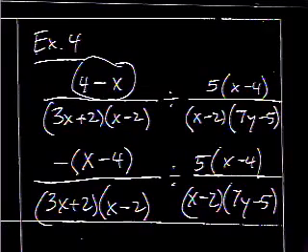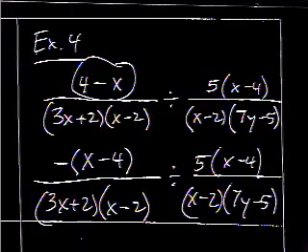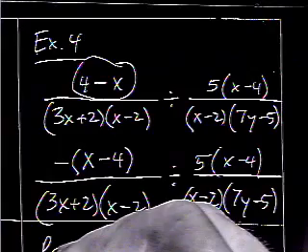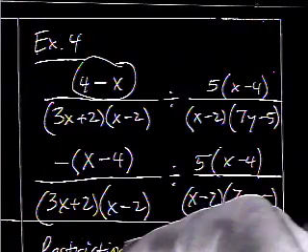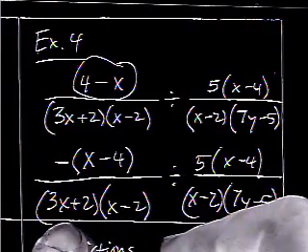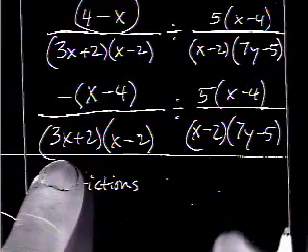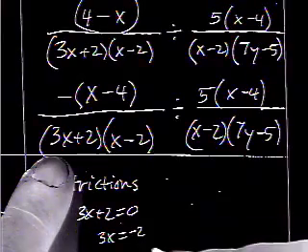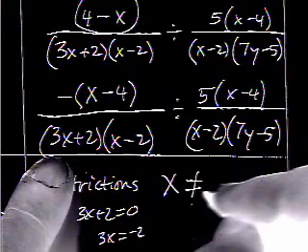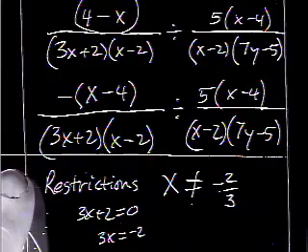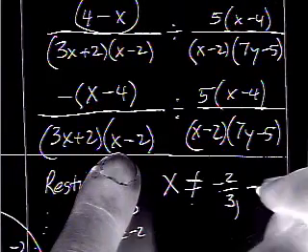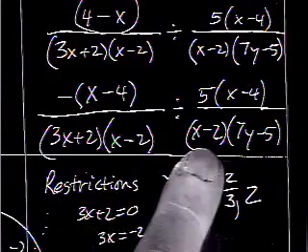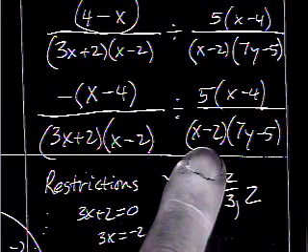Okay? Now, once you've gotten everything factored, you've got to check your restrictions. Before we do anything else, we're going to check restrictions. So, set each one of your factors equal to 0. That one's a little bit trickier. 3x plus 2 equals 0. 3x equals negative 2. So x cannot be negative 2/3. X can't be 2. That one's already over here, so I don't have to worry about it again.